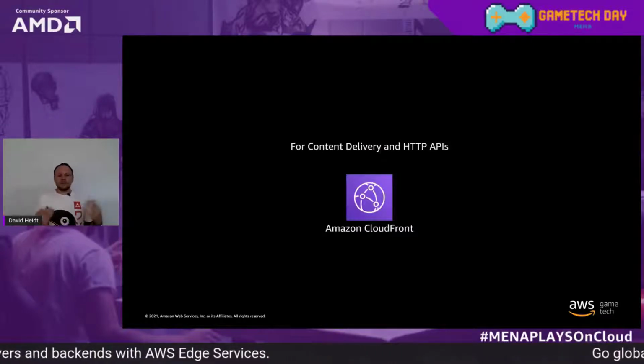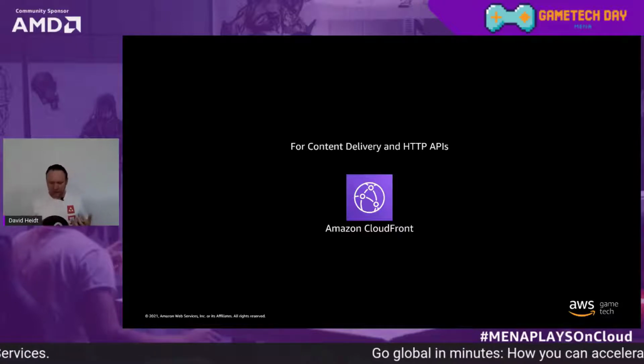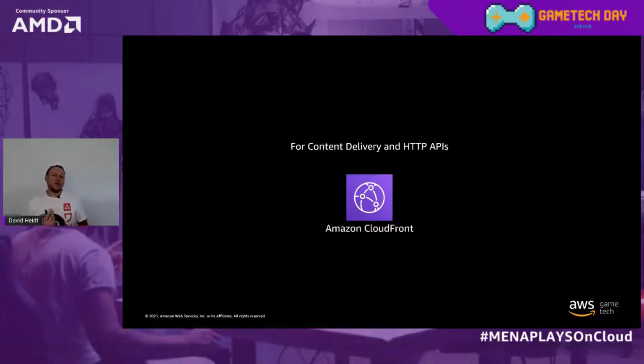Let's look at content delivery and HTTP APIs. You might agree with me that all game workloads start with HTTP, like for authentication purposes, for matchmaking, like all the things that need to be done in order to find a match with your server. It's usually HTTP that you use.